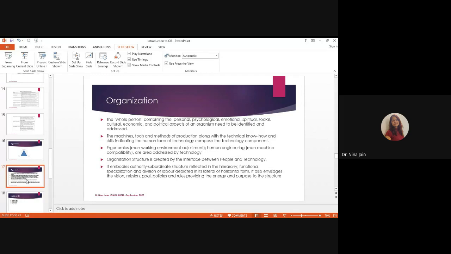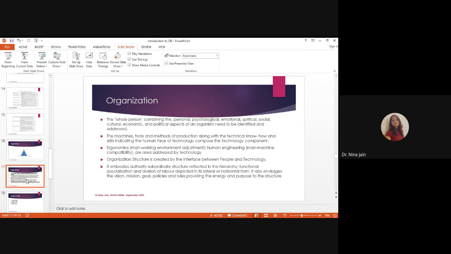So ergonomics means man-working environment adjustment. In an organization, we have to make people work in an environment where we provide them resources. If we don't provide the man the resources, the organization cannot succeed. So human engineering, man-machine compatibility, has to be brought in. Man-working environment adjustment has to be brought in. So all these things come in technology.